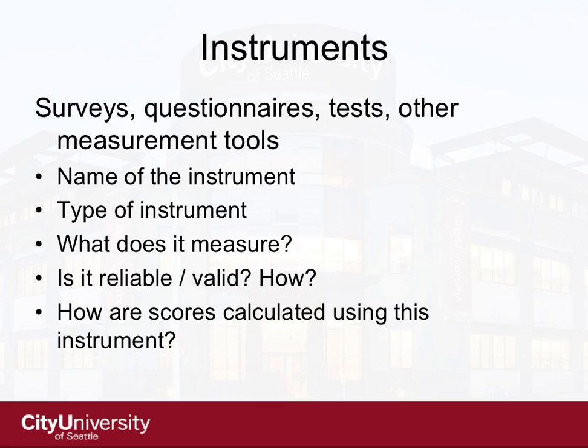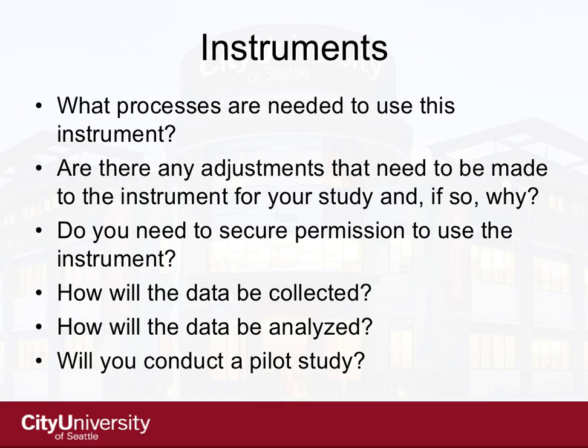You've got to talk about the instruments, the surveys, the questionnaires, the name of the instrument. Maybe it's the Myers-Briggs Temperament Index. Maybe it's the Minnesota Multiphasic Personality Index. I don't know, whatever it is, choose the instrument. Maybe it's the Leadership Practices Inventory. That's been one that's used. What does it measure? How is it valid? Is it reliable? How were scores calculated using this instrument? Is it collated? Is it aggregate? Whatever it is, you have to describe the instrument that is being used and why you're using it.